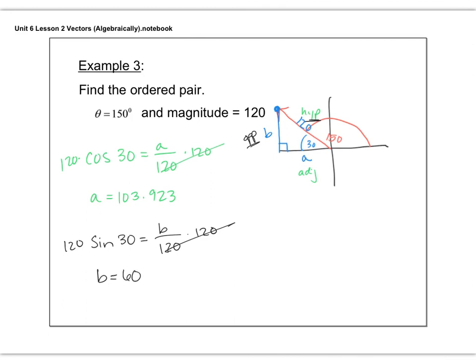And so now we write our ordered pair. So basically we're saying what's the coordinate at that spot. It's in the second quadrant, so our A value, or our horizontal component, will be negative. So it's negative 103.923, but our Y value, or our vertical component, or B in this case, is positive, so 60.